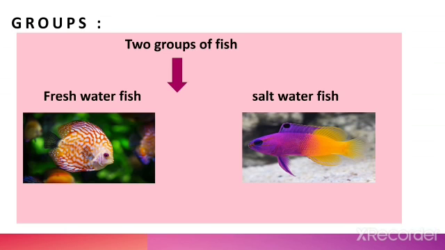Today we are going to learn the groups of animals. We can take any of these groups and divide them into smaller groups. For example, we can have two groups of fish. One is freshwater fish and the other is saltwater fish.